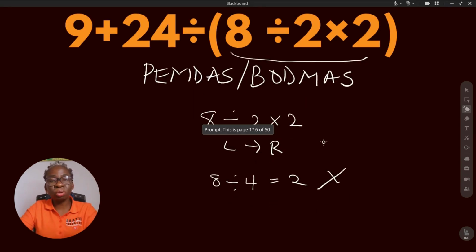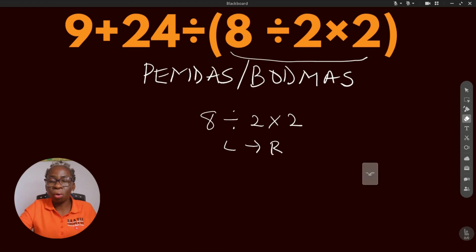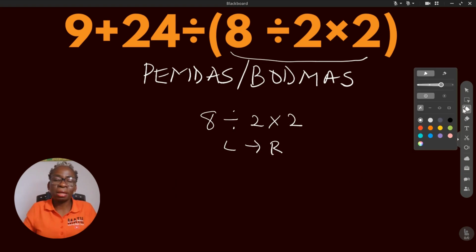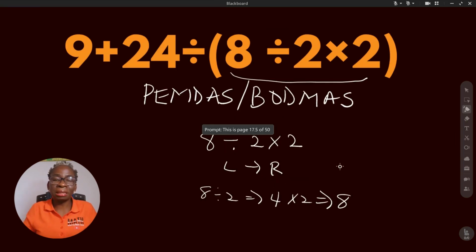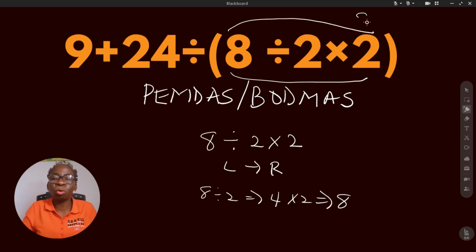Instead, the right way to solve it is to solve from left to right. That means 8 divided by 2. 8 divided by 2 will give 4 before you then multiply. So we have 8 divided by 2 to be 4, and then we say 4 times 2, that gives 8. It means that what we have in the bracket here has been simplified to 8.